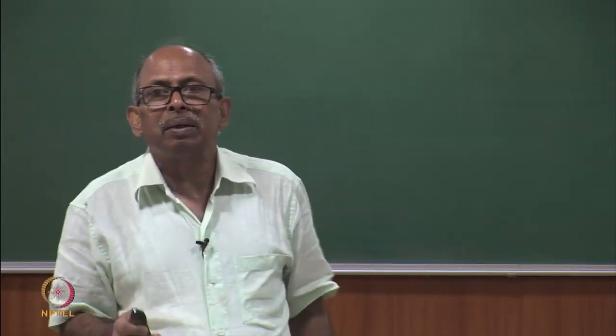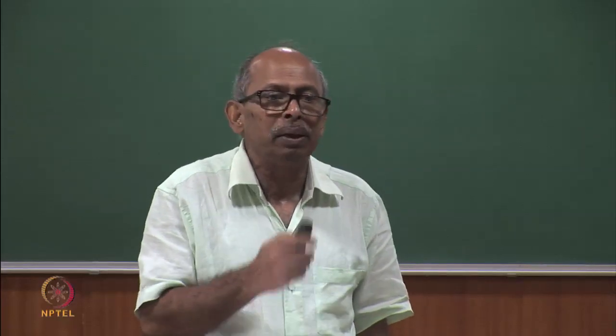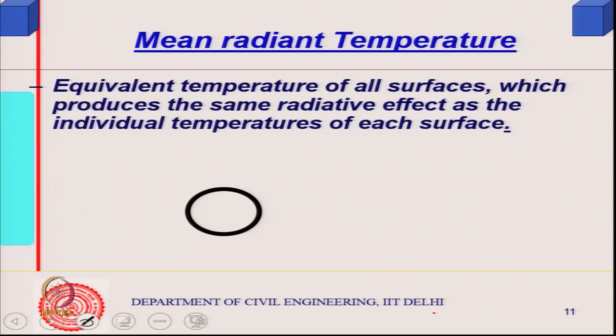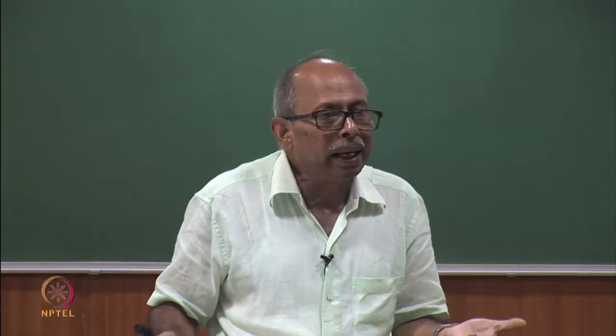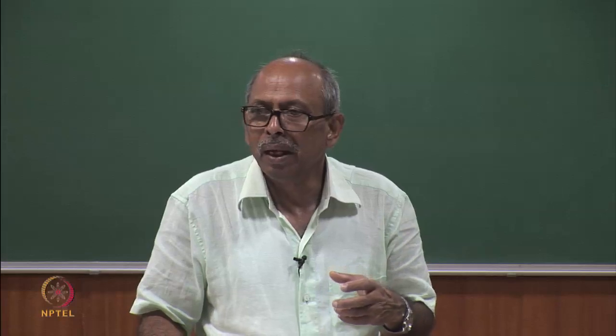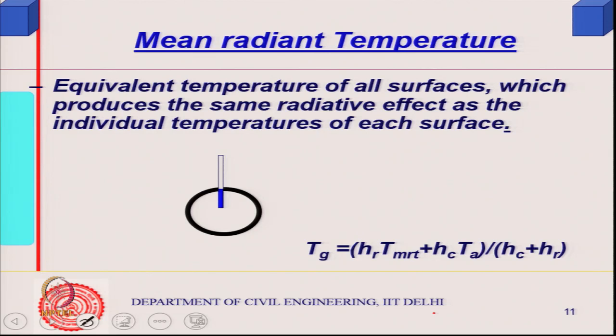Well, we do not measure it directly, but measure it through a device called a globe thermometer. It is nothing but a blackened globe, a blackened sphere, with a thermometer put inside. Now, why blackened? Then it will absorb all the radiation, and its temperature will increase.